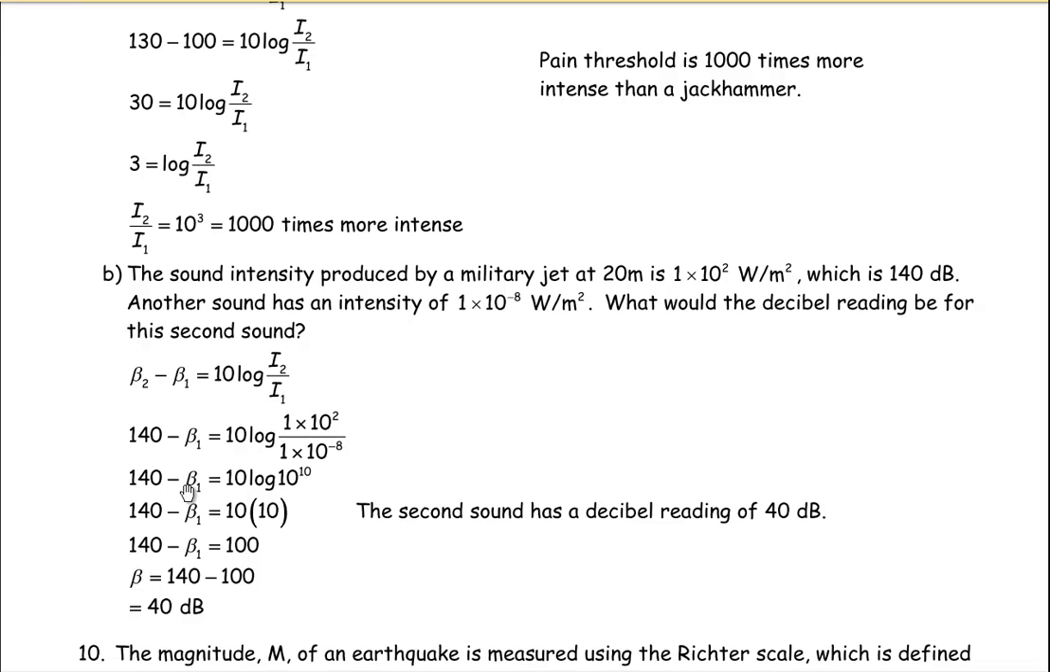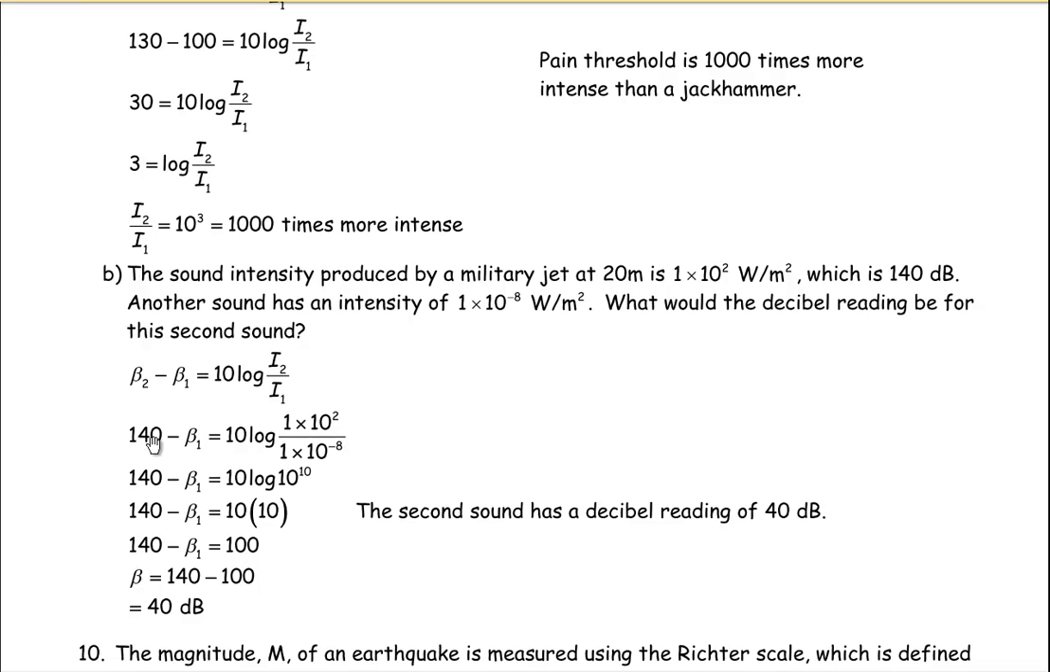So again, here's our formula. We're looking for one of the betas. So I'm going to let beta 2 be the 140. I could let beta 2 be the unknown and beta 1 be the other one, so it just depends on which way you want to write the ratio. It's simpler to write it this way. I know that beta 1 is the lower sound, so it'll have a lower decibel reading. We don't want to get into negatives here, that would just complicate things a bit. So that's why I let beta 1 be the unknown we're trying to find.